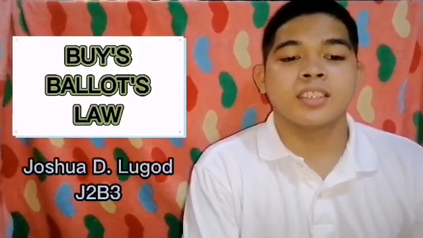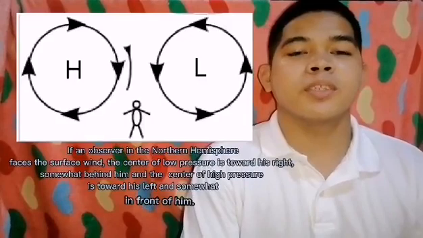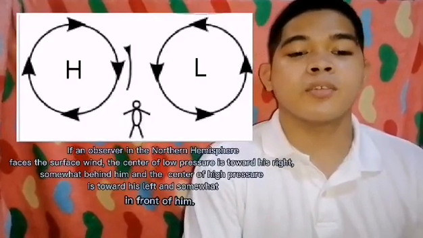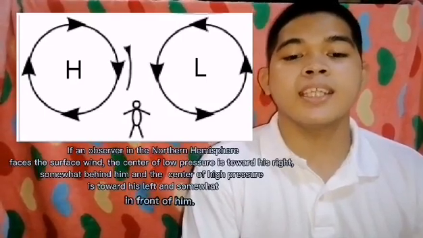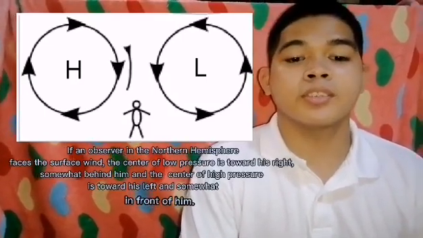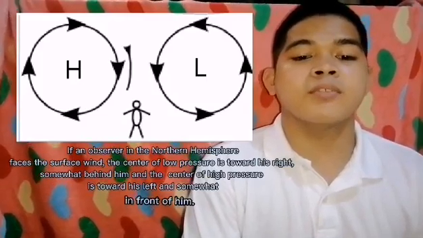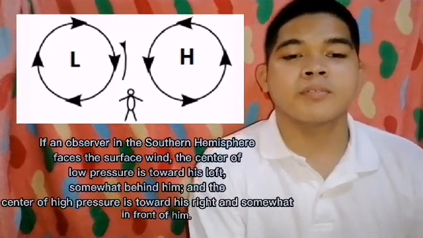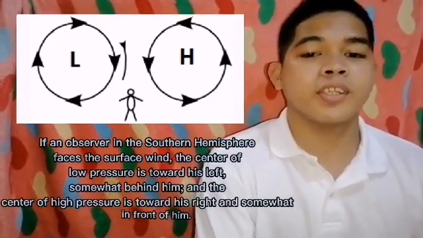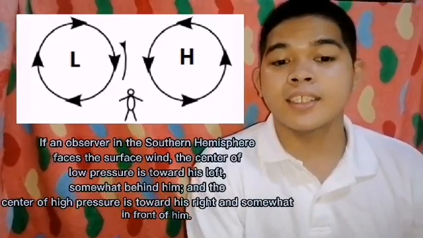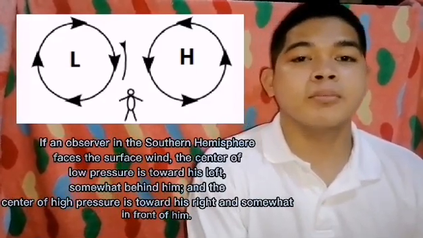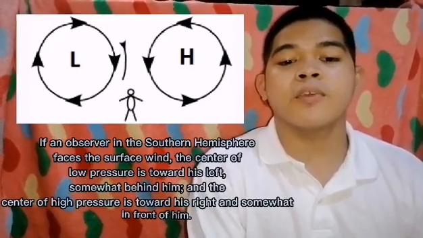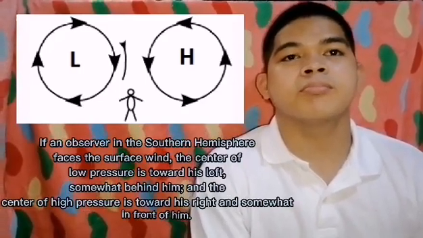Buys Ballot's Law. If an observer in the northern hemisphere faces the surface wind, the center of the low pressure is toward his right and somewhat behind him, and the center of a high pressure is toward his left and somewhat in front of him. If an observer in the southern hemisphere faces the surface wind, the center of low pressure is toward his left and somewhat behind him, and the center of high pressure is toward his right and somewhat in front of him.